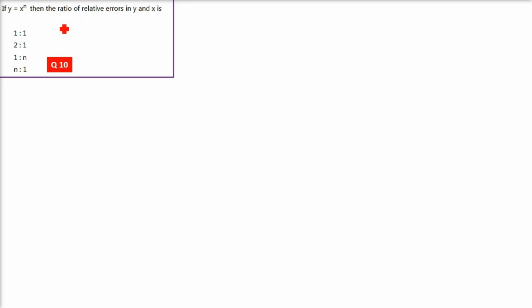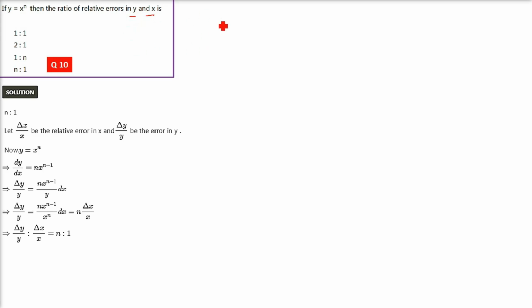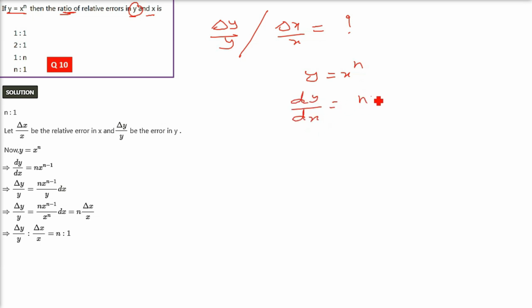If y is equal to x to the power n, then the ratio of relative errors in y and x is. So relative error I already told you, that is relative error of y is change in y divided by original y. Delta x by x, that is change in x divided by x, is the relative error. So the ratio of these two relative errors is what? That is the question being asked. So we have y is equal to x to the power n. So dy by dx is going to be equal to n x to the power n minus 1.